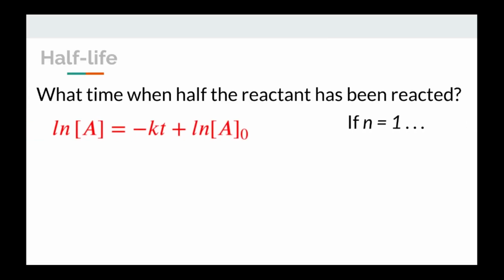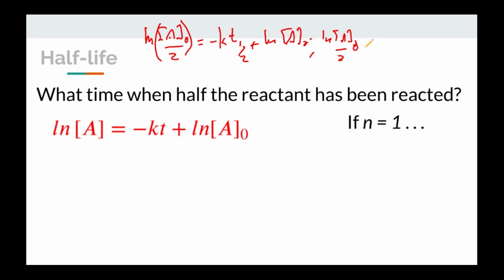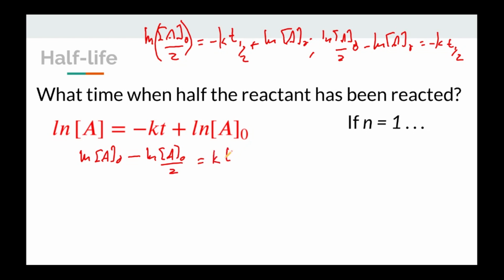Now let's take a look at first order. If n equals 1, this is the equation that governs how concentration is related to time. So that means that the natural log of the starting concentration over 2, which would be the concentration at half-life, equals negative k times the half-life plus the natural log of the starting concentration. So that would mean that the natural log of the starting concentration over 2 minus the natural log of the starting concentration is equal to minus k times the half-life. So that would mean that the natural log of the starting concentration minus the natural log of the starting concentration over 2 is positive k times the half-life.